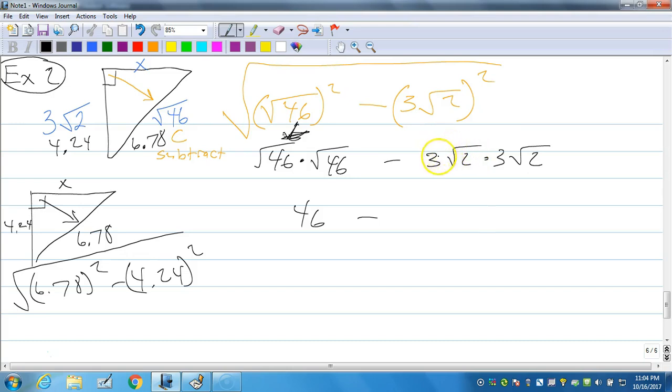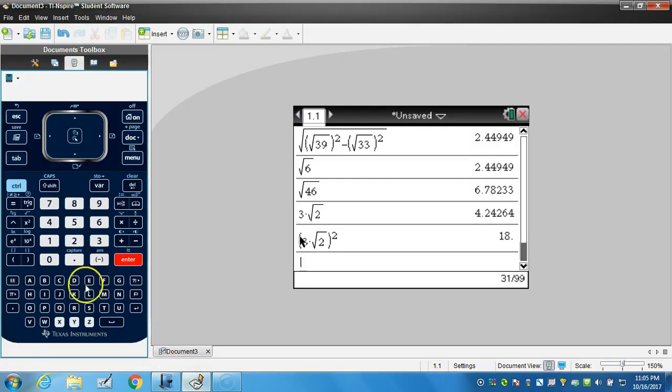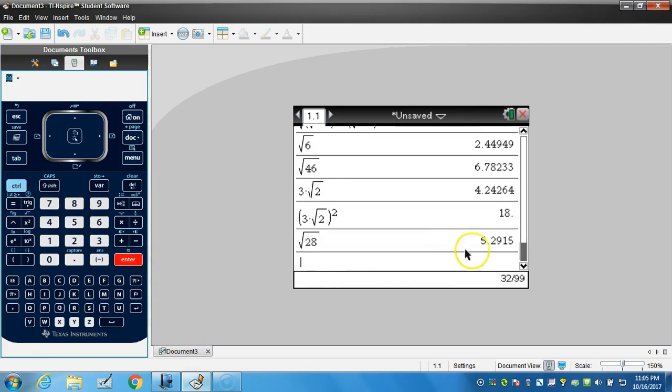And if you're one person that doesn't want to do it on the calculator, do it by hand. 3 times 3 is 9. The square root of 2 times the square root of 2 gives you 2. So 9 times 2 is 18. Right? Whatever. Take the square root. 46 minus 18 is going to give us 28. Right? And this is technically your answer, 5.29.